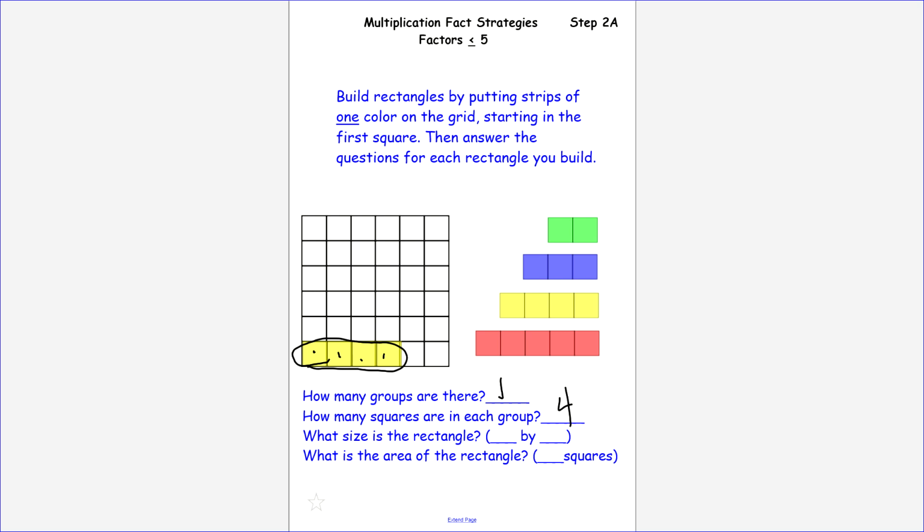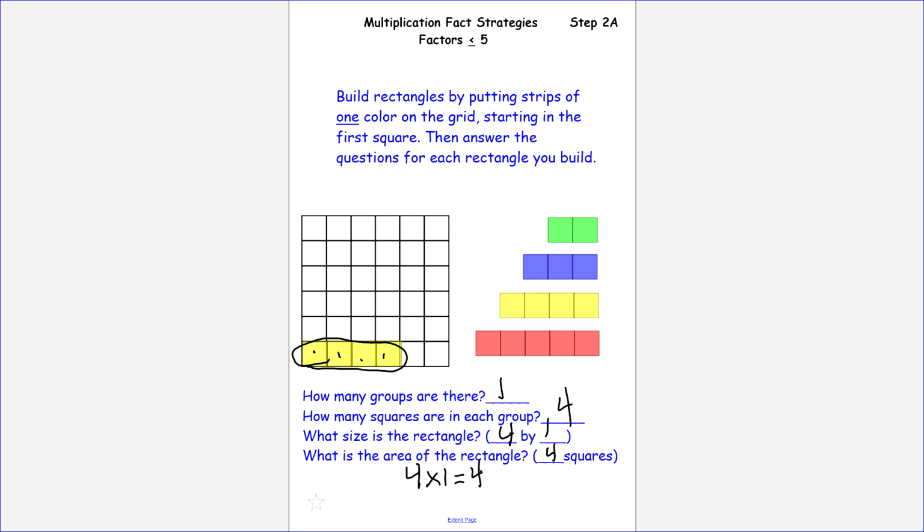So this rectangle is a 4 by 1 rectangle. Let's go ahead and find the area of the rectangle. Well, of course, the area is 4 because there's just one strip. So I now know that 4 times 1 equals 4.